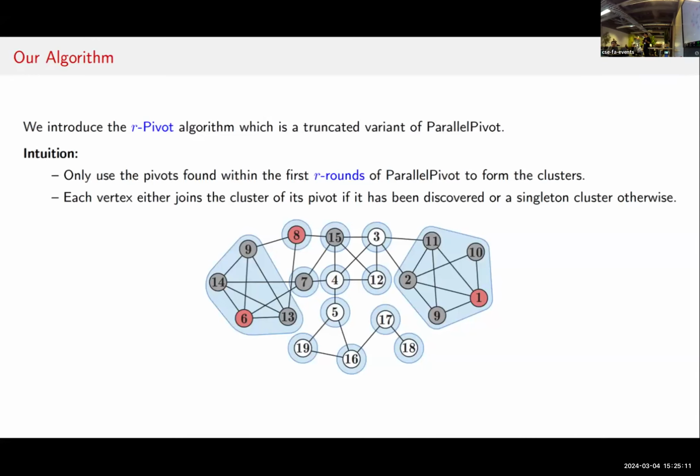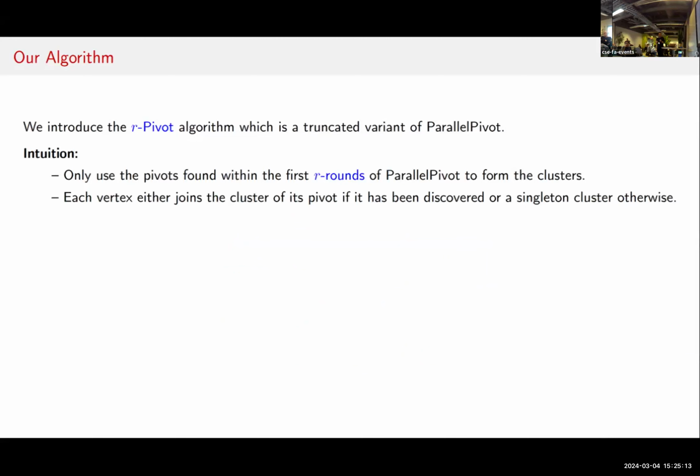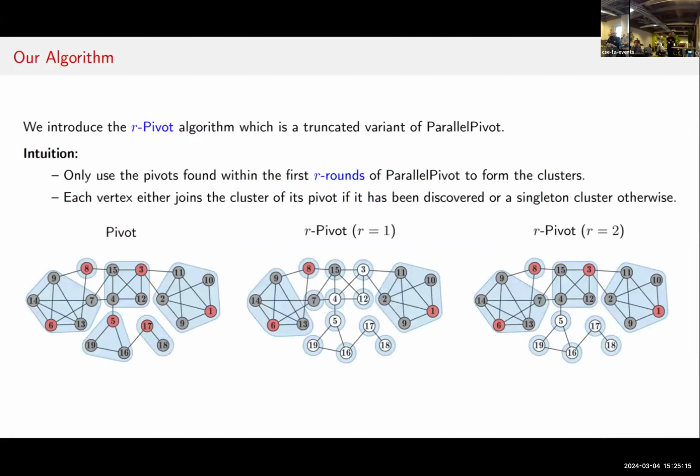Any questions? All right. Okay. So as we increase R, of course, this gets closer and closer to the output of the pivot algorithm. If R is log n, we'll get exactly the same output. But now the question is, if R is small, constant, say 1 over epsilon, do we get a good approximation?